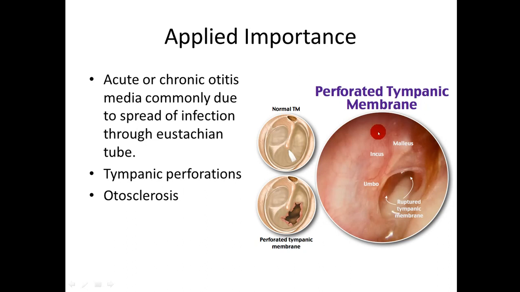Coming to the applied importance of the middle ear, there can be two types of infections in the middle ear. One is called acute, which is less than 3 weeks of duration, or chronic, which is more than 3 weeks. After the infection in the middle ear, the tympanic membrane can rupture and the pus comes out through this hole in the tympanic membrane, commonly seen in children because middle ear infections are common in children, and I'll tell you that later when I talk about the eustachian tube.